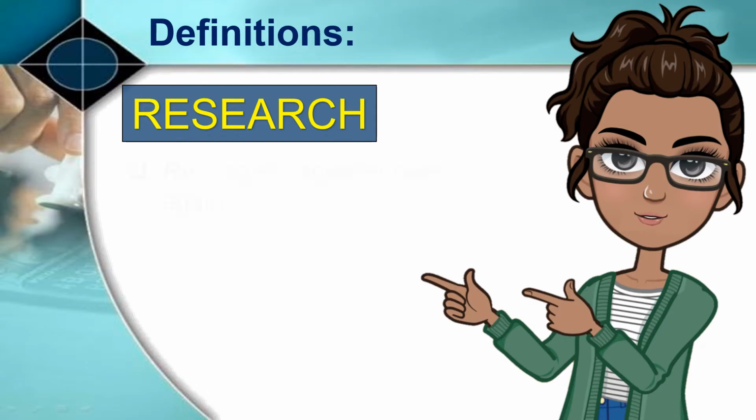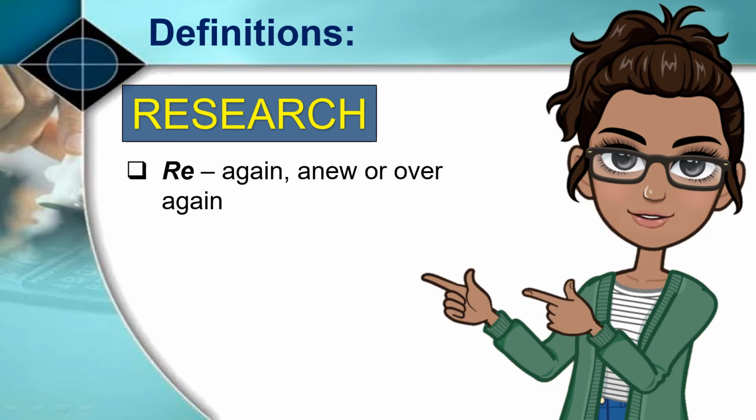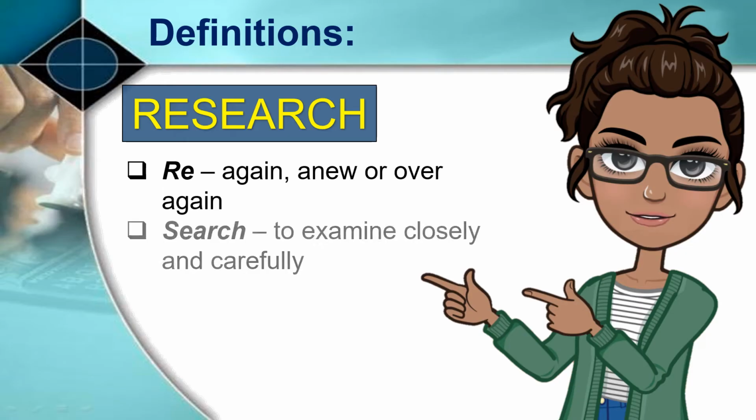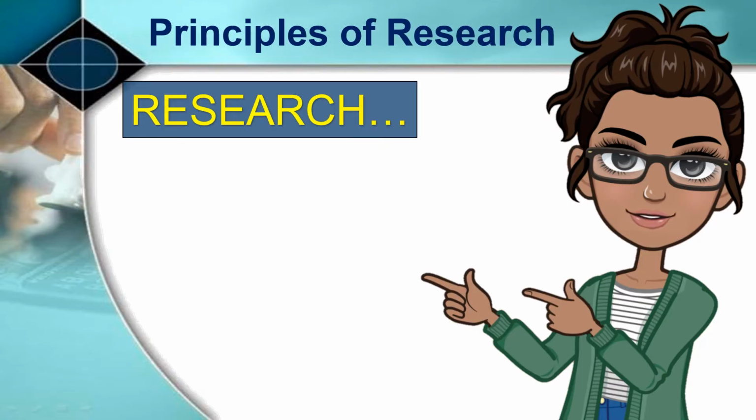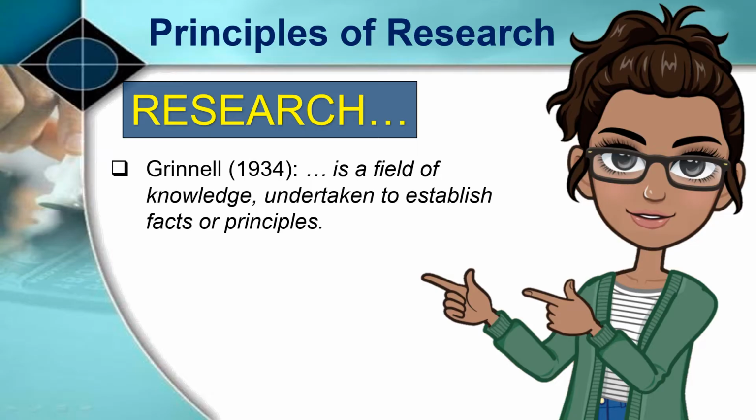Research is composed of two words, re and search. Re is a prefix which means again, anew, or over again, and search is a verb meaning to examine closely and carefully, to test and try, or to probe or to study thoroughly. Together, they form a noun describing a field of knowledge undertaken to establish facts or principles, according to Grinnell in 1934.